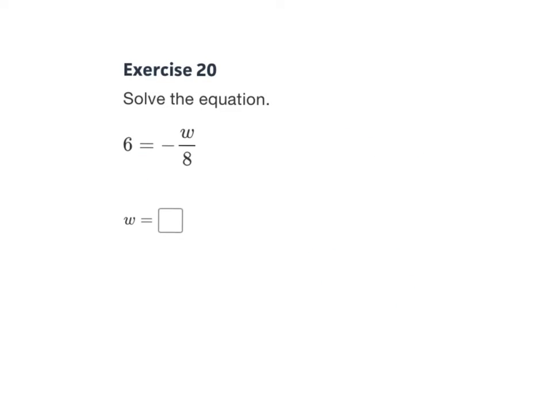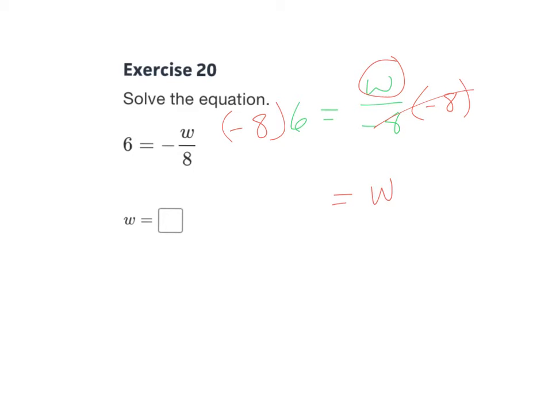On number 20, what I like to do is take this negative and move it either up or down. In this case, I'm going to move it down because I don't want to have it with the variable. So I'm going to have 6 is equal to w over negative 8. Now, what's the inverse of dividing by negative 8? The inverse of dividing by negative 8 is multiplying by negative 8. So I'm going to do that on both sides. If you take w and you divide it by negative 8 and then multiply it by negative 8, it's going to take you right back to w.